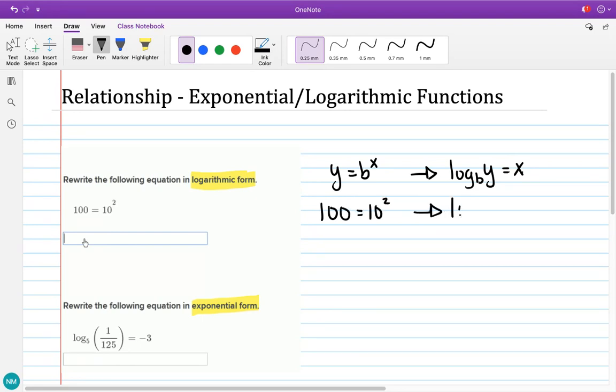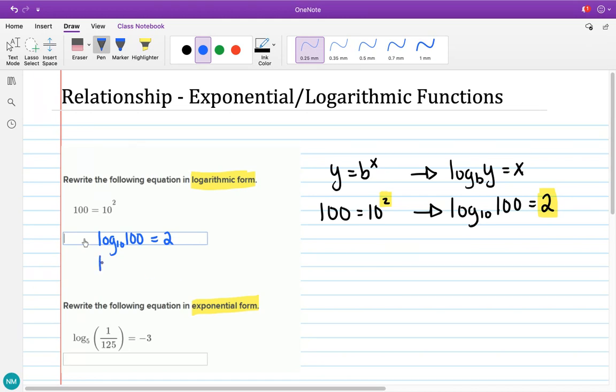It is the same thing as me saying my base is 10, log base 10 of 100 is equal to 2. I emphasized it in the last video, but it's really important here that you understand that the whole point of logarithms is to solve for an exponent. We are solving for an exponent. So logarithms are exponents. So here, my answer is log base 10 of 100 is equal to 2.